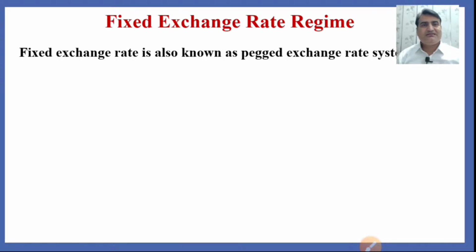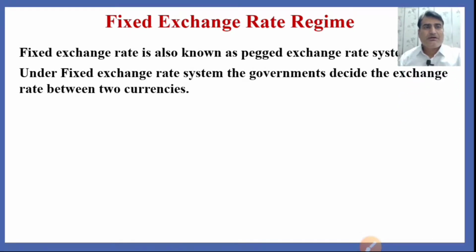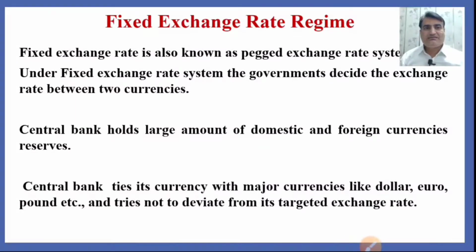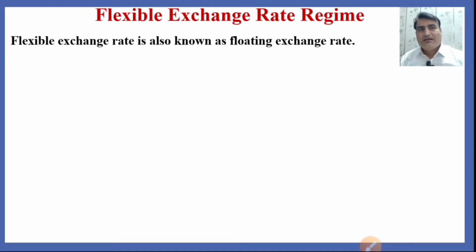Fixed exchange rate is also known as pegged exchange rate system. Under fixed exchange rate system, the government decides the exchange rate between two countries. Central bank holds a large amount of domestic and foreign currency reserves. Central bank ties its currency with major currencies like dollar, euro, pound, and tries not to deviate from its targeted exchange rate.